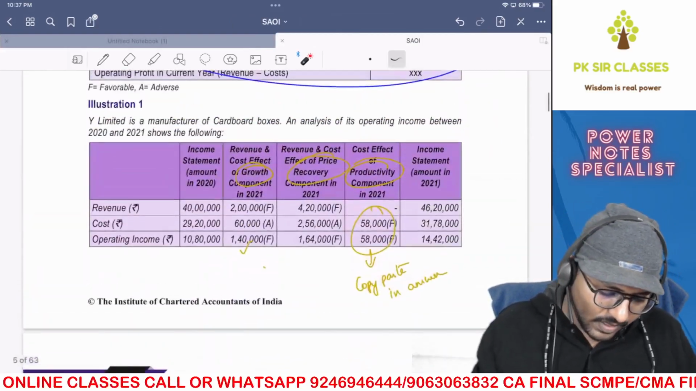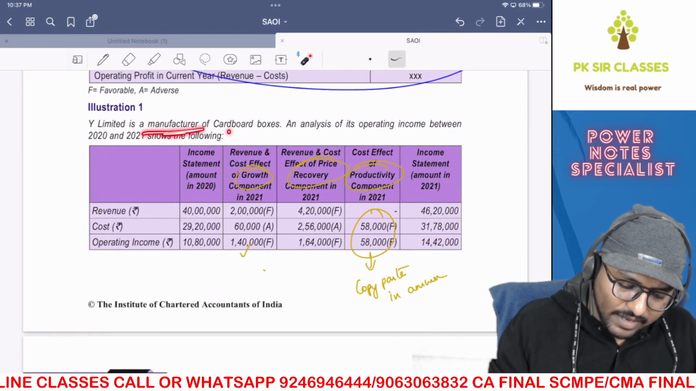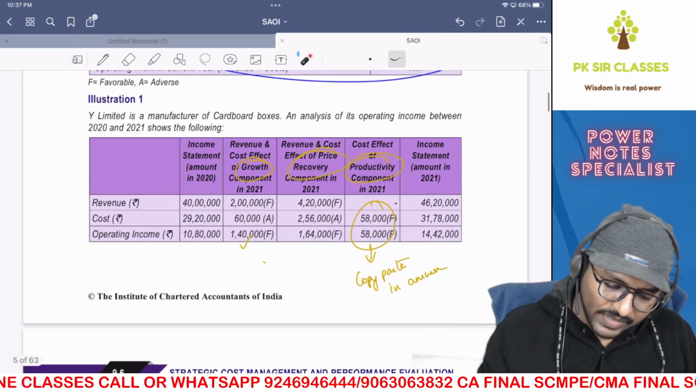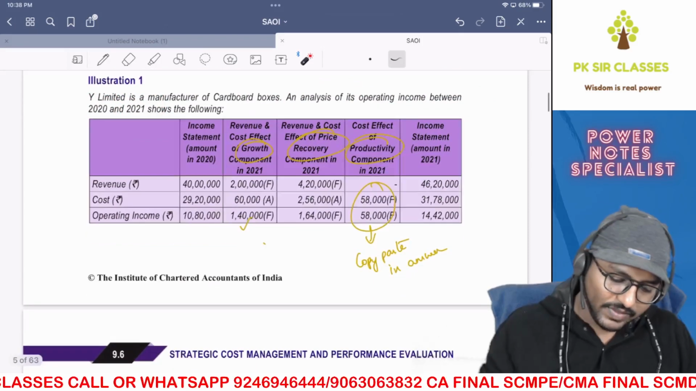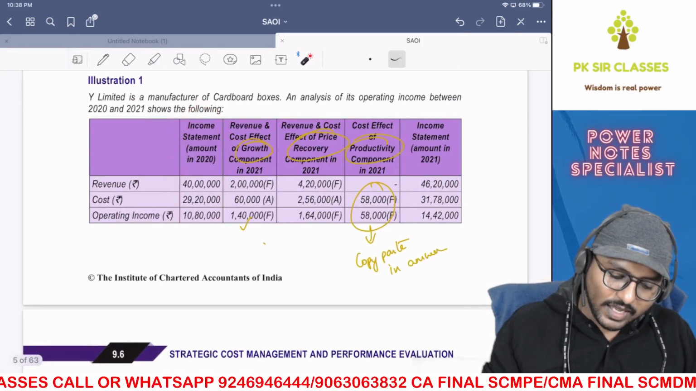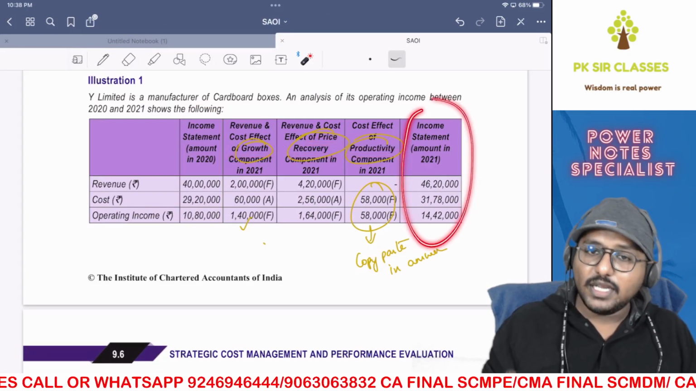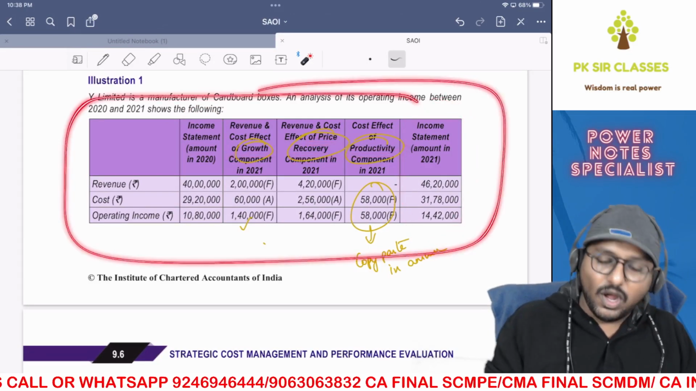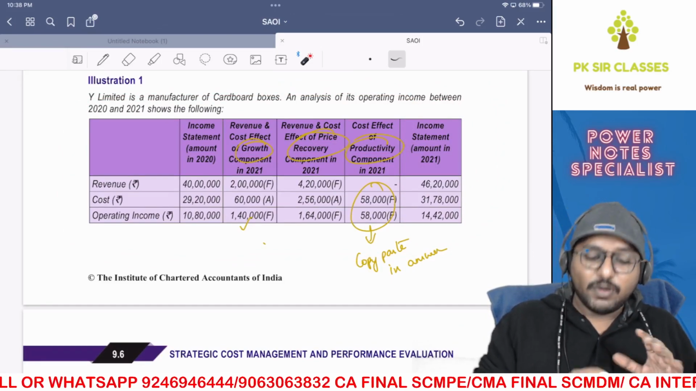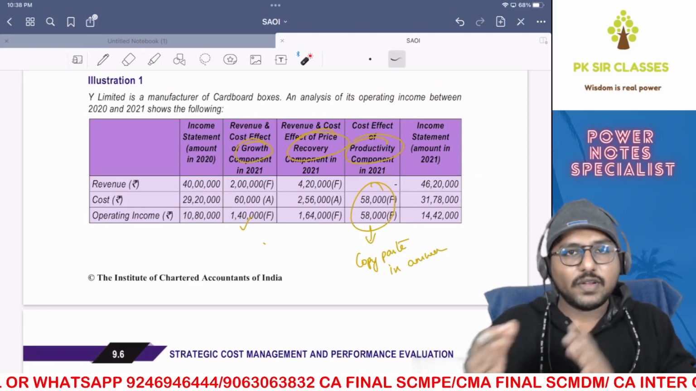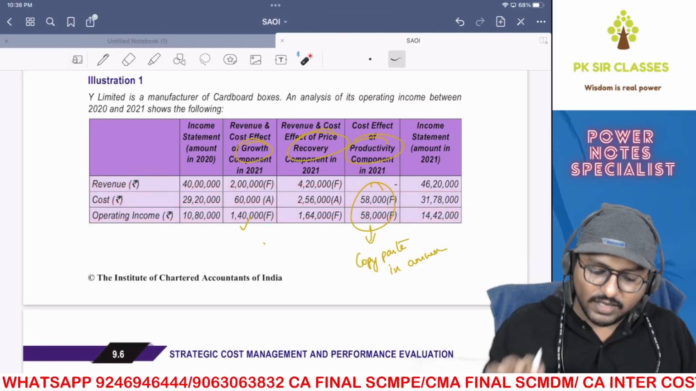Now see, what is this question? Y Limited is a manufacturer of cardboard boxes. An analysis of its operating income between 2020 and 2021 shows the following. You got the income statement, then growth component, price recovery component, and productivity component. So this is the pro forma of how a reconciliation statement looks if you are calculating variances from these three perspectives, that is growth, price recovery, and productivity. So you got revenue, you got cost, and you got operating income, and they've got reconciled.